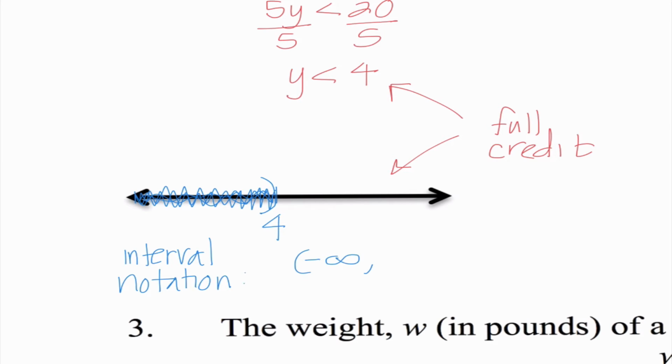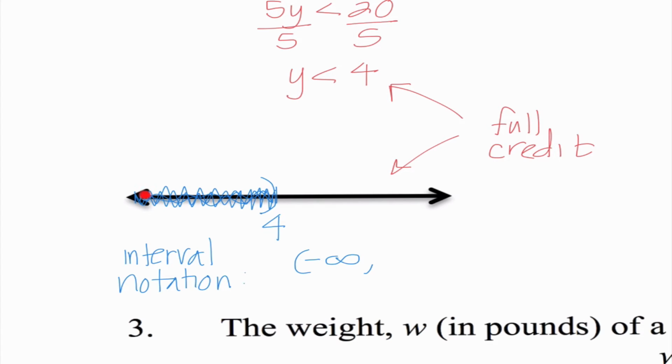Now with negative infinity, I'm using a parenthesis here, and the reason is infinity is a theoretical number that we never actually reach. So this is basically telling me that it's getting really close to negative infinity. It's going to all those small numbers, but we never actually get to infinity.